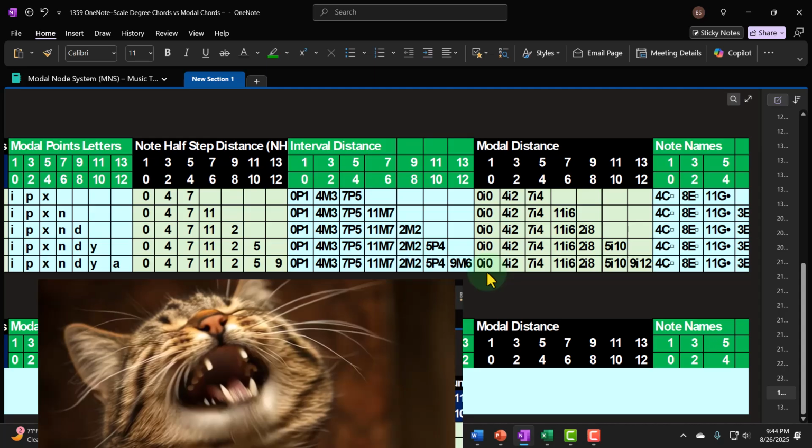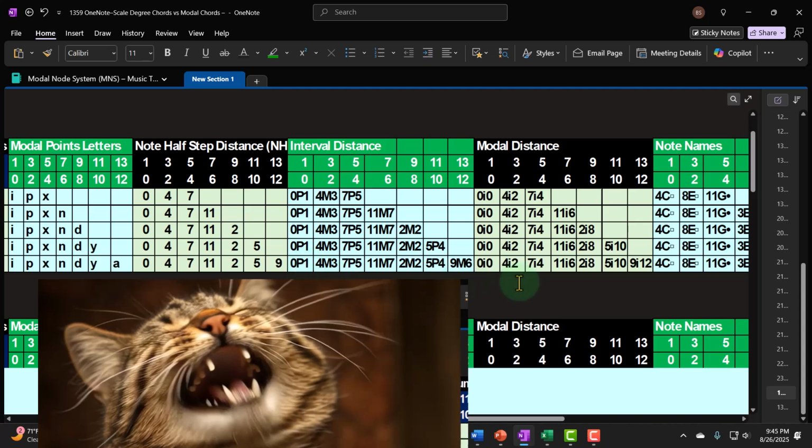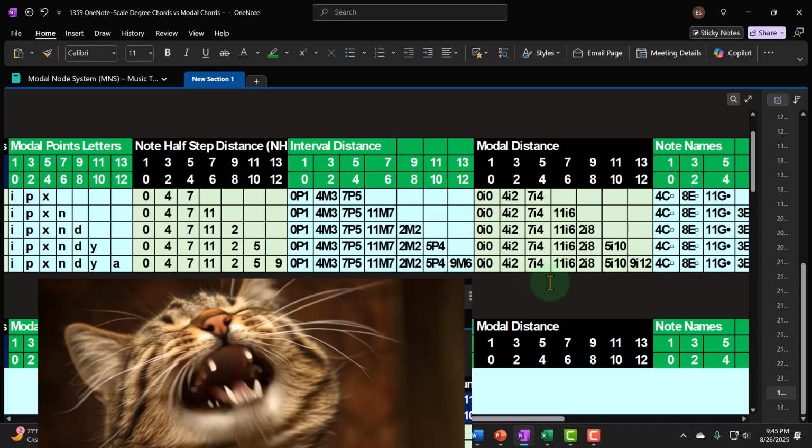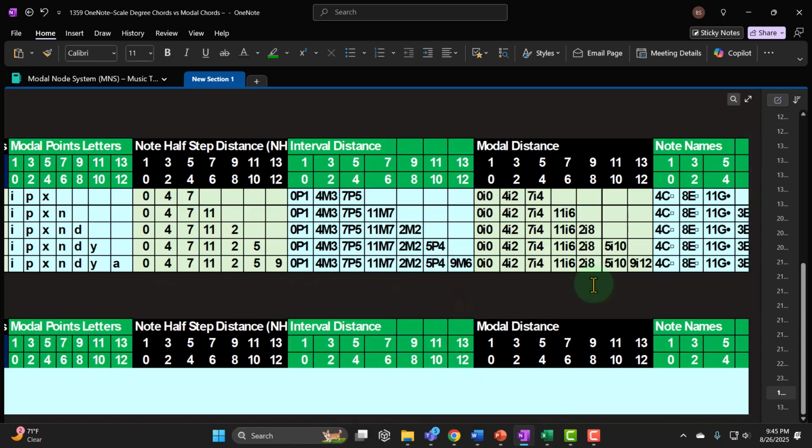From a modal distance standpoint, I'm measuring it from the modal point, which is a little bit more logical. It would be a 0 note away from the Ionian node, 0th modal half step, which would be the perfect first. A 4 note away from the Ionian node, 2 modal half steps, which would be a 3rd scale degree. 7 note away from the Ionian node, 4th modal half step, which would be a perfect 5th scale degree. 11 note away from the Ionian node, 6th modal half step, which would be a major 7 scale degree. 2 note away from the Ionian node, 8th modal half step, which would be a major 9 from the scale degree.